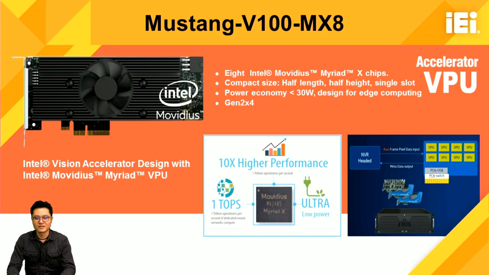The features of the Mustang V100 MSA: it is a very compact PCIe card, with a high head length and single slot dimension. The power consumption is 30 watts, which is extremely low. The 8 Intel Movidius Myriad X VPUs inside provide powerful computation capability, and it's ideal for edge computation.